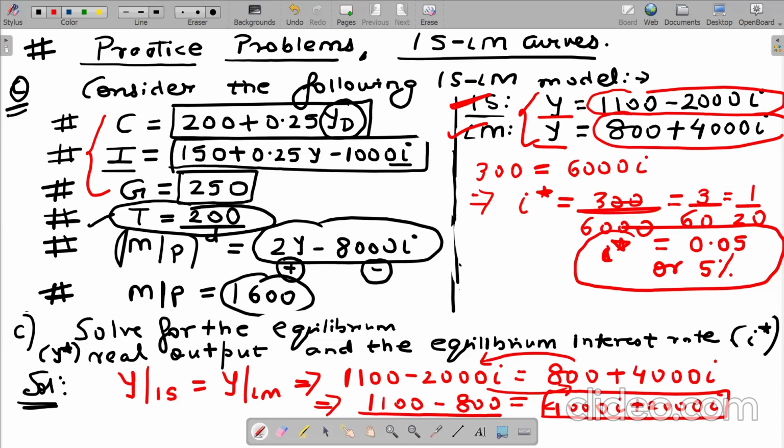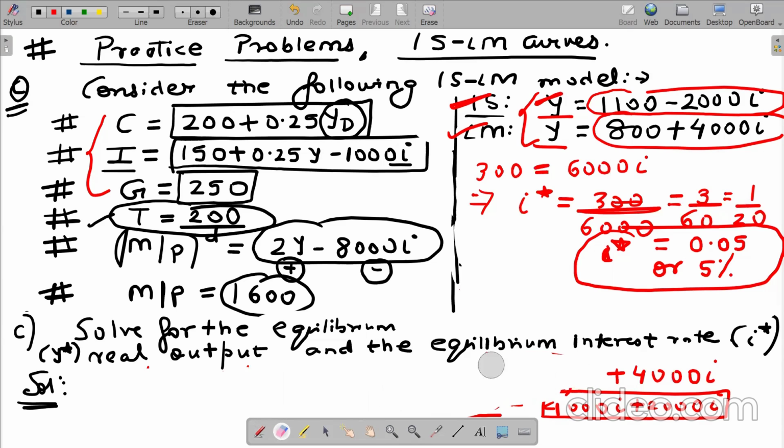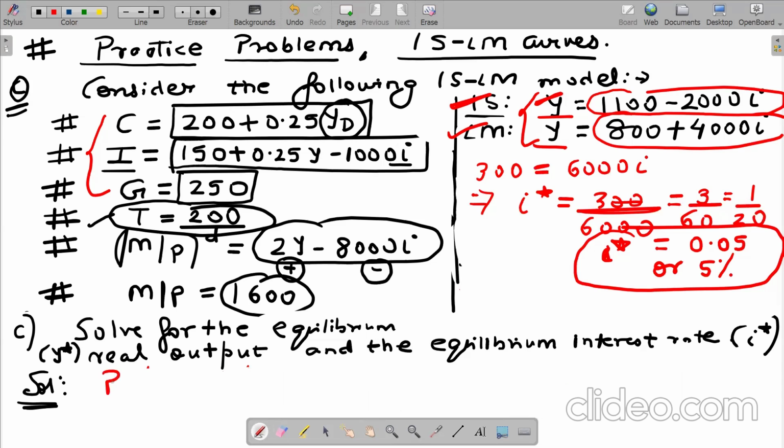And now I can put this value of I in either the IS curve or the LM curve. So let's put in the IS curve. You can put in the LM curve also if you want. So if I erase this part off, I can write, putting I star equal to 0.05 in either the IS or the LM. Okay, so I put in the IS curve.